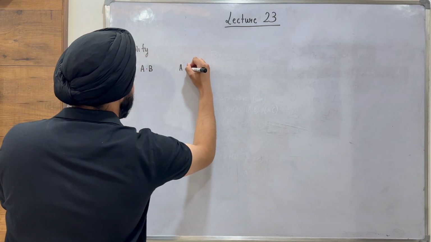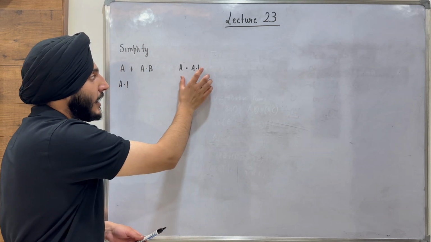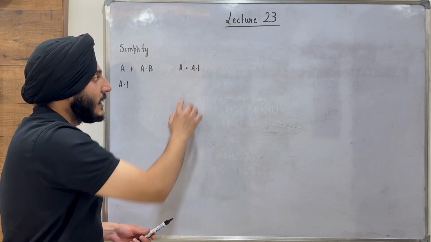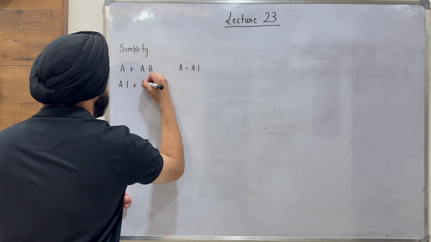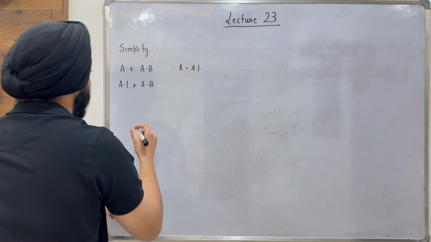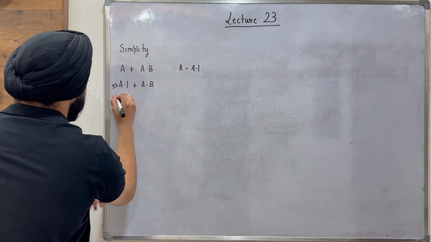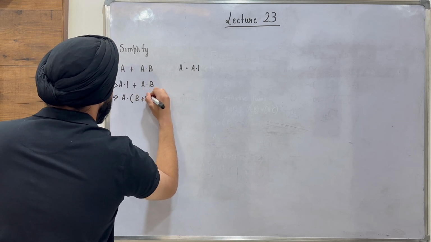I can write a is equal to a dot 1. Think about it, this is the identity law. I know that if I do dot with a, 1 with a, then it basically results in a over here. So I can write this as a dot 1 plus a dot b. Now I can apply the distributive law, which gives me a dot (b plus 1).